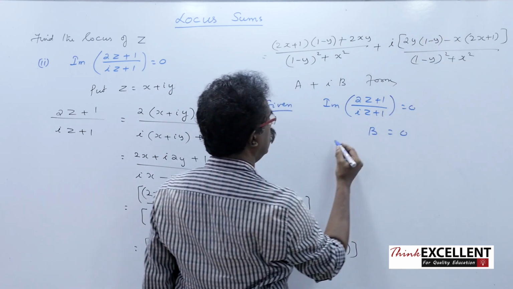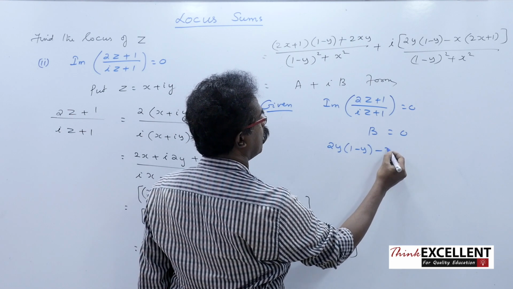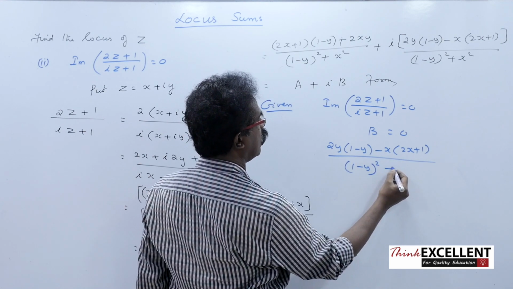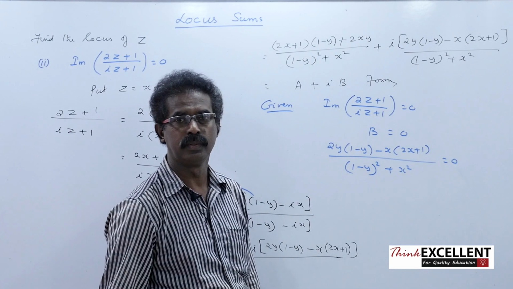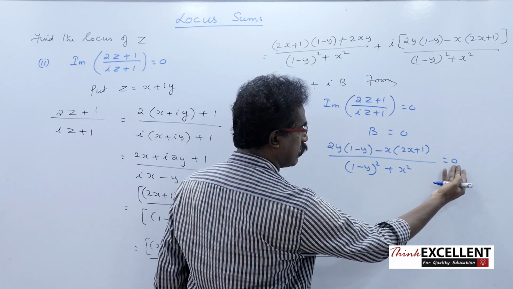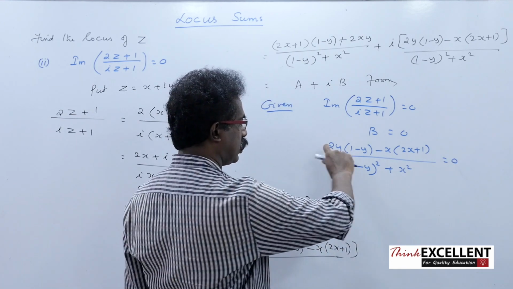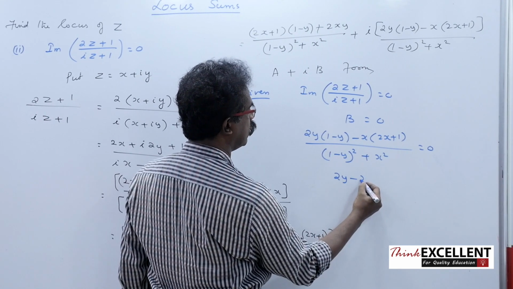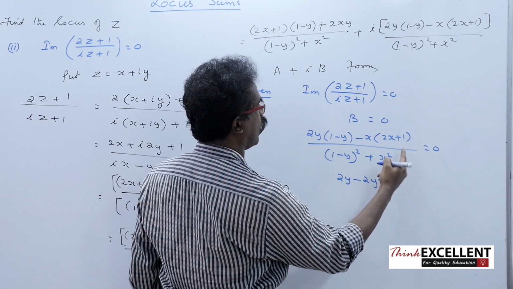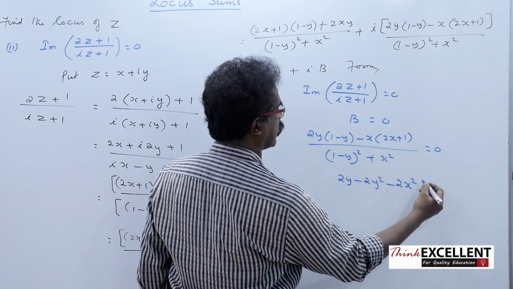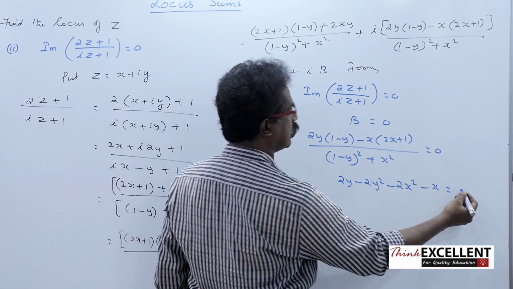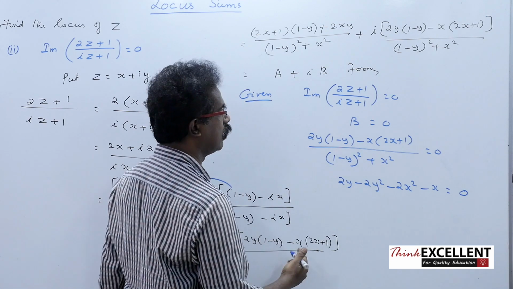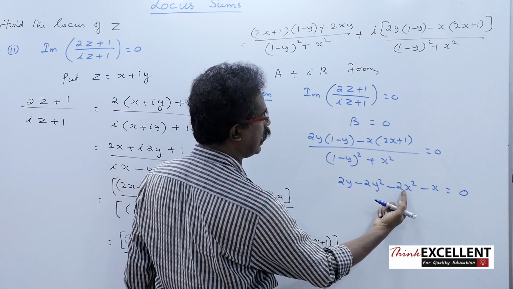So take this part: 2y into (1 minus y) minus x into (2x plus 1), divided by (1 minus y) the whole square plus x square, is equal to 0. Now we cross multiply. Since it is 0, it's very simple: 0 into anything is 0. Only just expand the numerator: 2y into 1 is 2y, minus 2y square, minus 2x square minus x equal to 0. Now you arrange in order. Also, first term we want positive, so change the sign throughout.